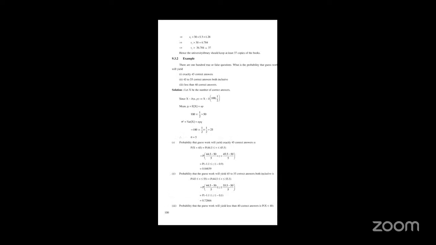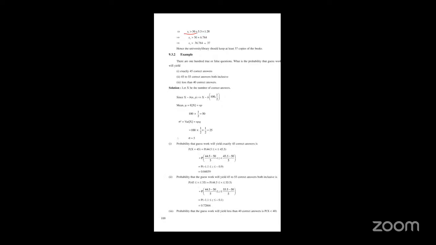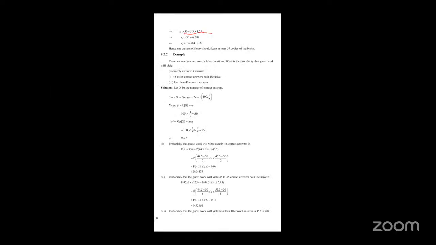So x1 is greater than 30 plus the standard deviation 5.3 into 1.28, which we got in the previous step. 5.3 into 1.28 is 6.789, so 30 plus 6.789 equals 36.789, which is approximately 37. Hence the library should keep at least 37 copies of the book, so that the total probability is about 0.95.